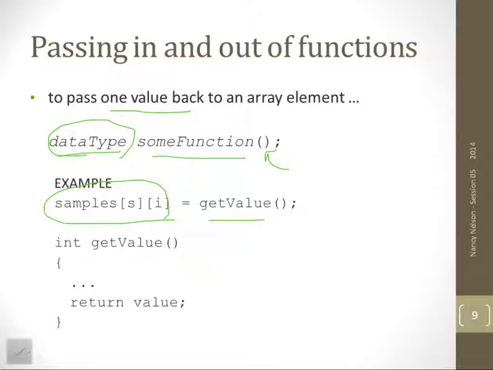So you can see we have the name of our array, we have the set indicator, and we have the index indicator into the elements. The function itself has to specify a return type that matches what's being held in our array. We do the prompt and the scan to get the value. We return it, and as long as this data type matches the samples array data type, it will now, because of our operator here, be assigned to element S, I.